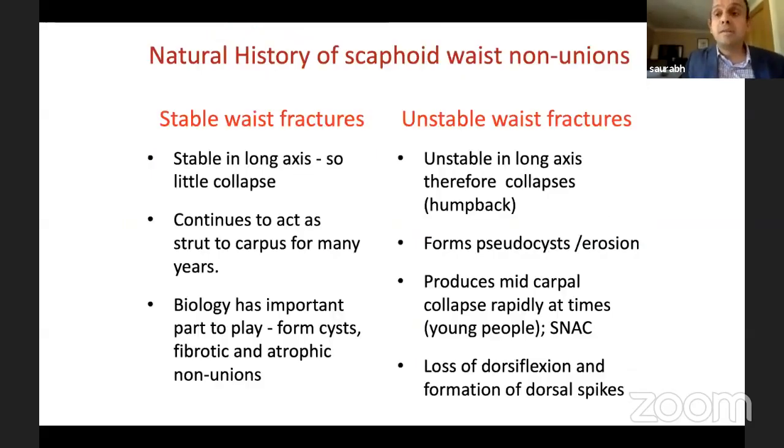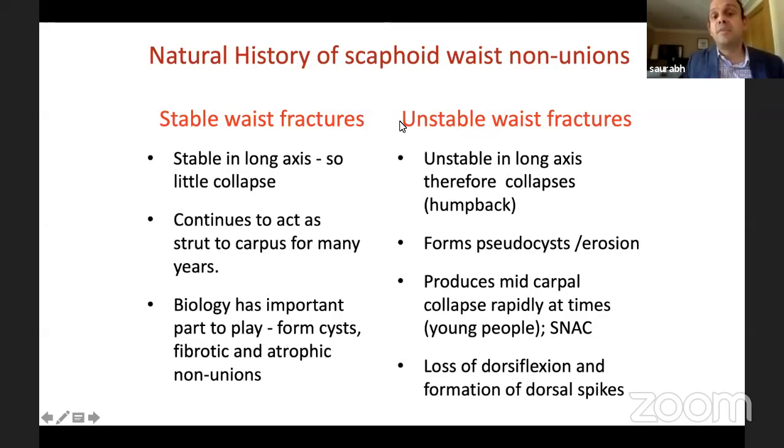Now, if a non-union has happened, and we see this quite commonly, I'm sure in India you will see much more than I see here, people get a scaphoid fracture but come to you very late. So what's the natural history for a waist and a natural history for a proximal pole? For a waist, there are two types.